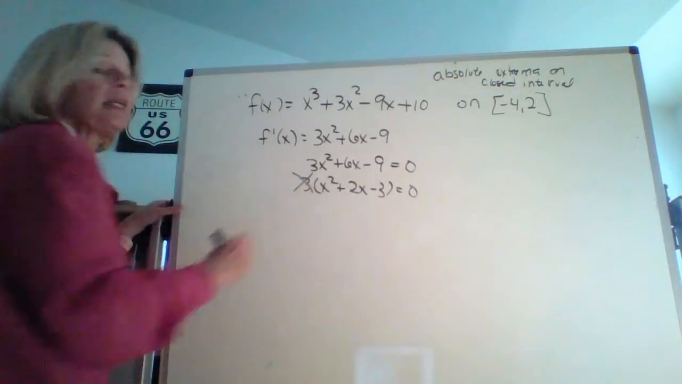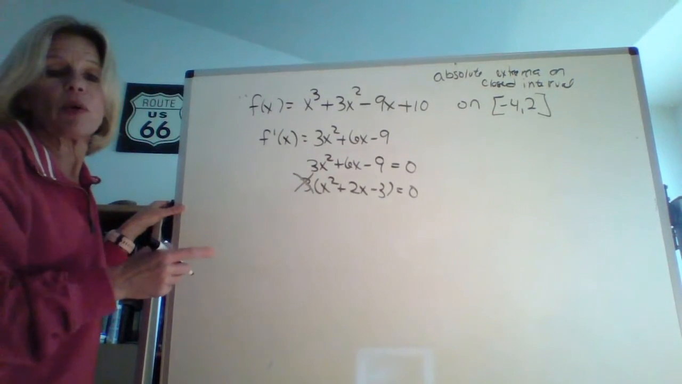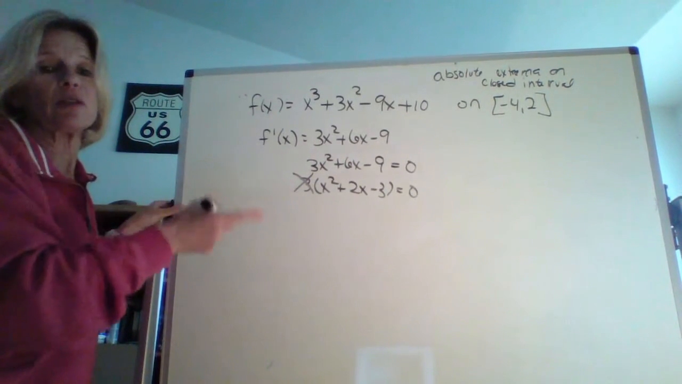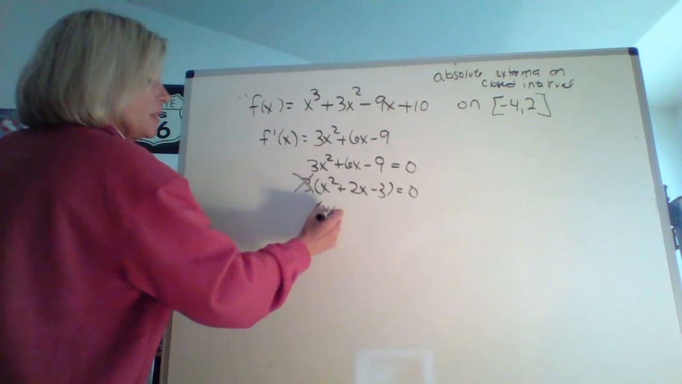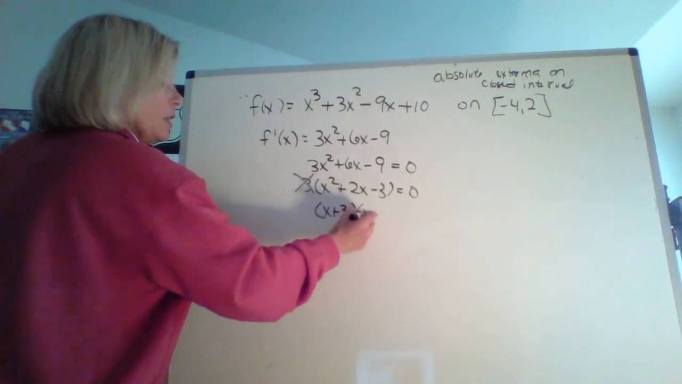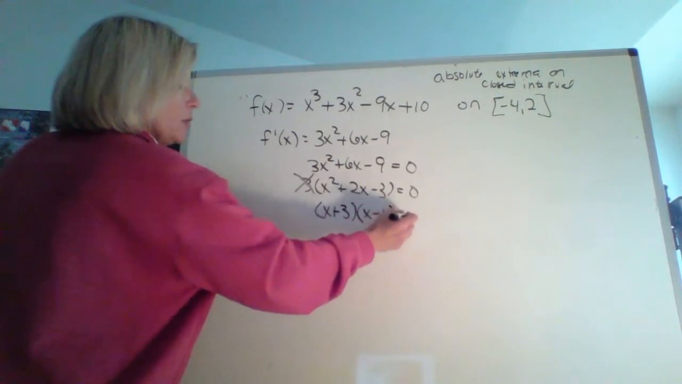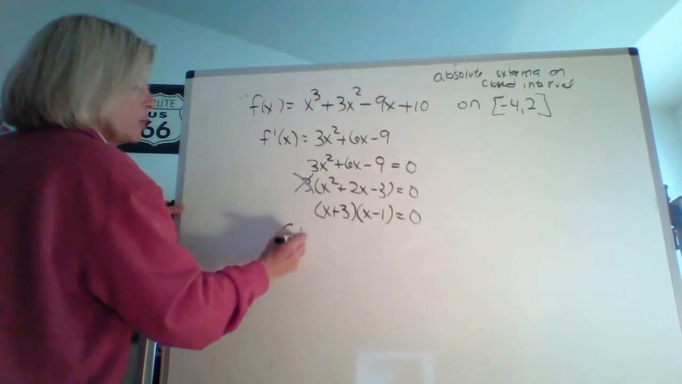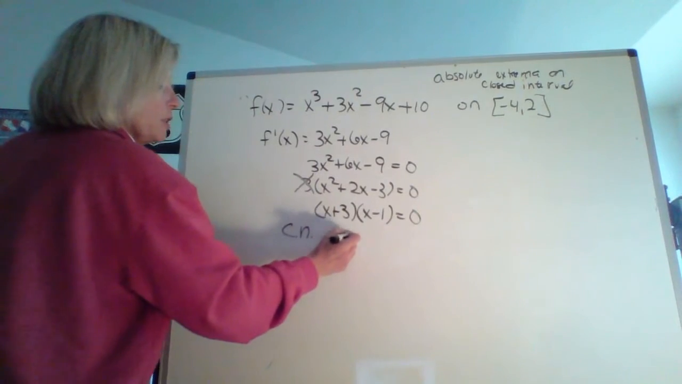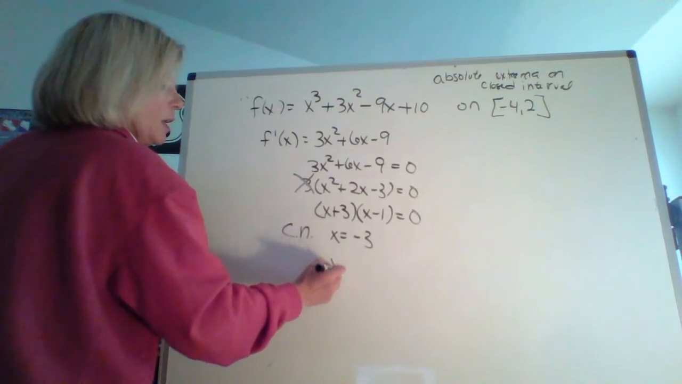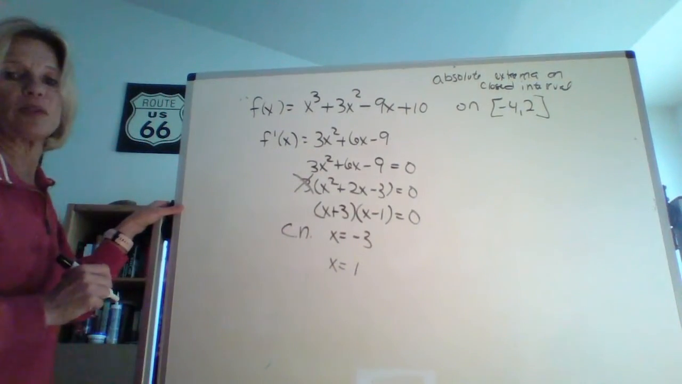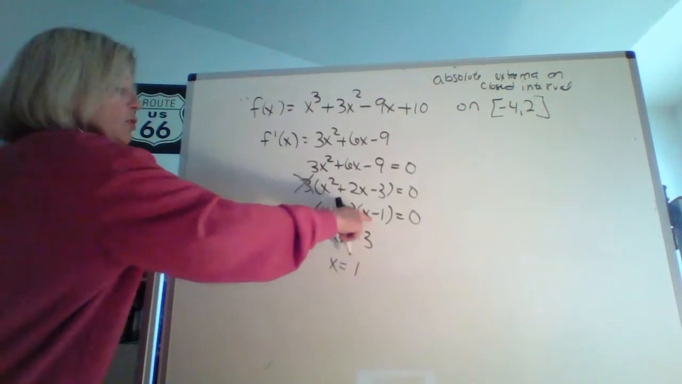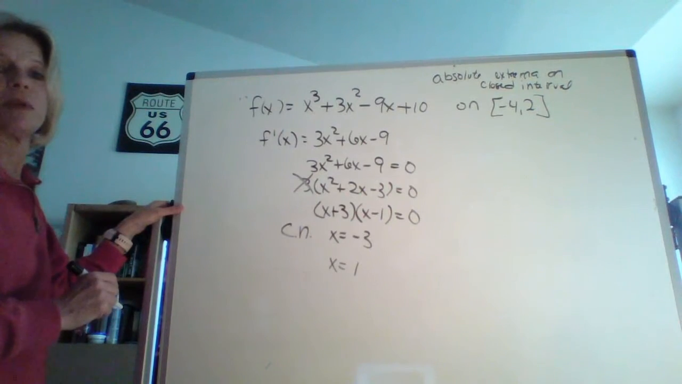At this point, again, as always with a quadratic, you either factor or use the quadratic formula. This factors into x plus 3 and x minus 1. So my two critical numbers are x equals -3 and x equals 1, from setting these two factors equal to 0.